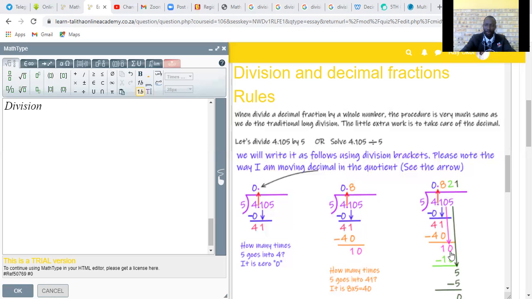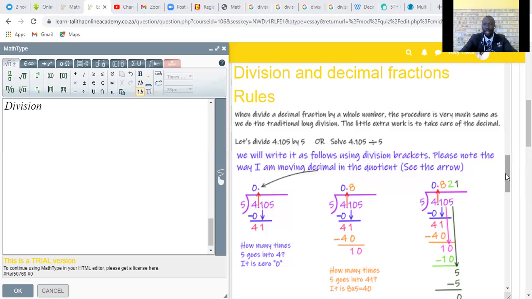Now we are dealing with 10. We want to find out how many times 5 will go into 10. Well, 5 will go into 10 2 times, and so 2 times 5 equals 10. When we subtract, we don't get a remainder. The only last number left is 5. We bring it down. How many times will 5 go into 5? It will go once, and so 1 times 5 is 5. This way, when we subtract, the remainder is 0. And so we can say 4.105 divided by 5 is 0.821.